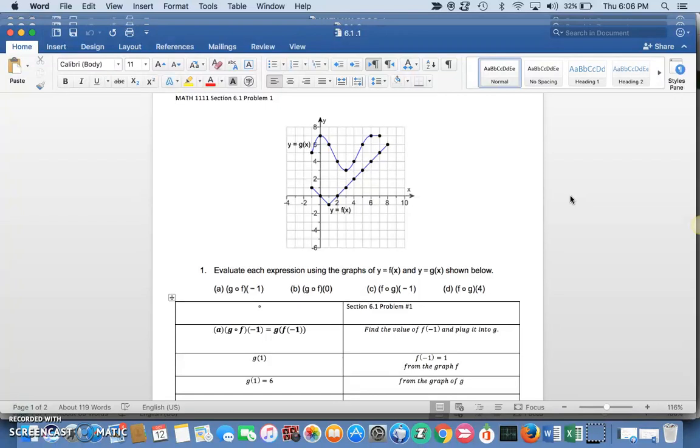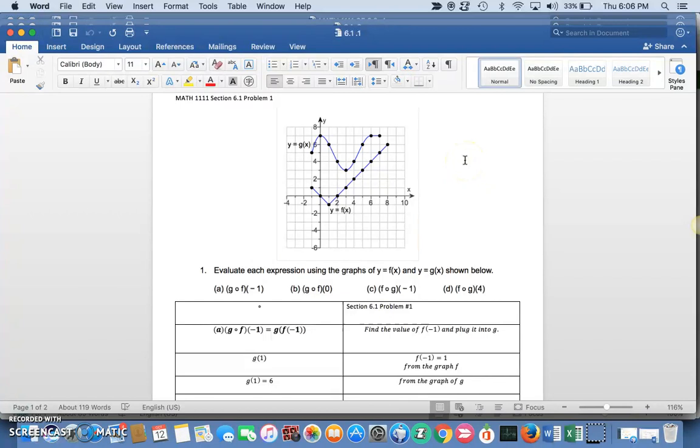Okay, we are in Chapter 6, Section 1. This is Problem 1. Chapter 6 is probably the last chapter in college algebra. We're doing composite functions here. We're using these two graphs to do composite functions with.